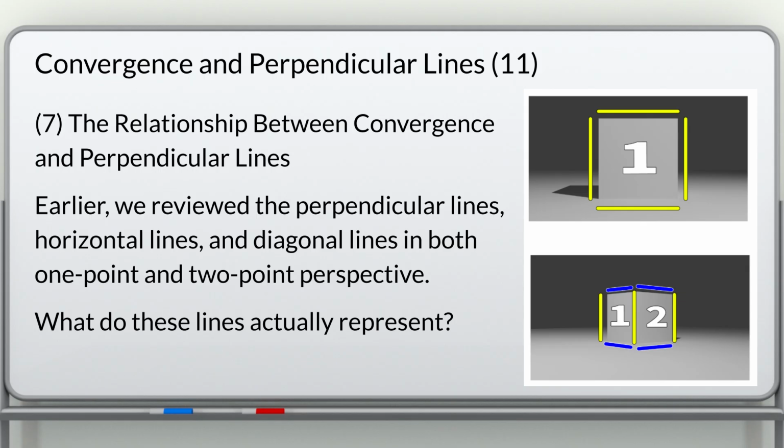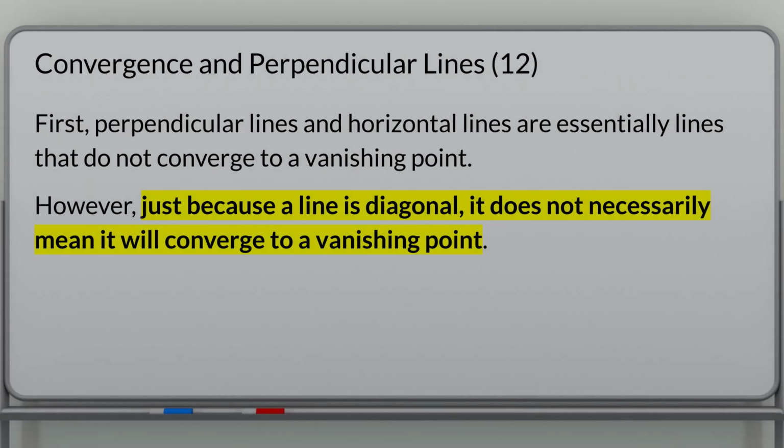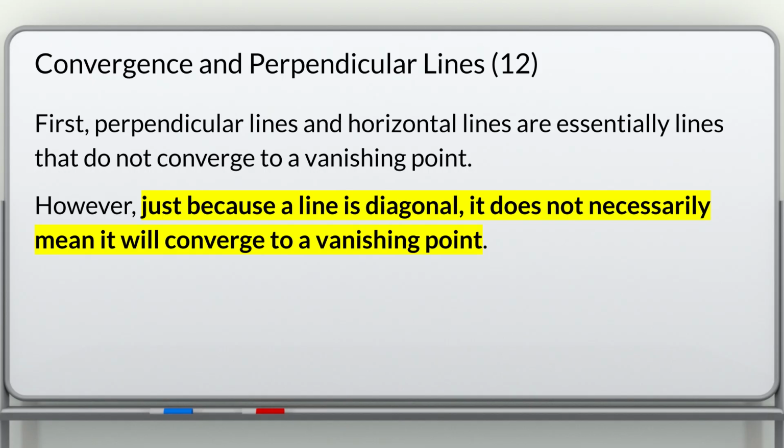Earlier, we reviewed the perpendicular lines, horizontal lines, and diagonal lines in both 1-point and 2-point perspective. What do these lines actually represent? First, perpendicular lines and horizontal lines are essentially lines that do not converge to a vanishing point. However, just because a line is diagonal, it does not necessarily mean it will converge to a vanishing point.